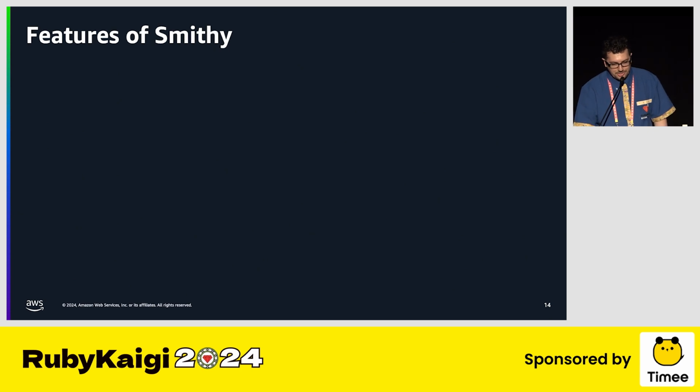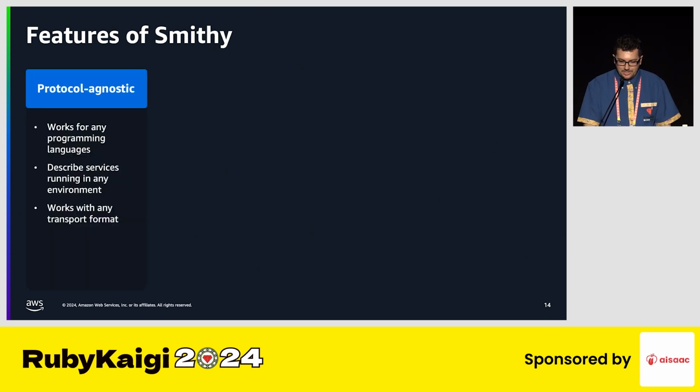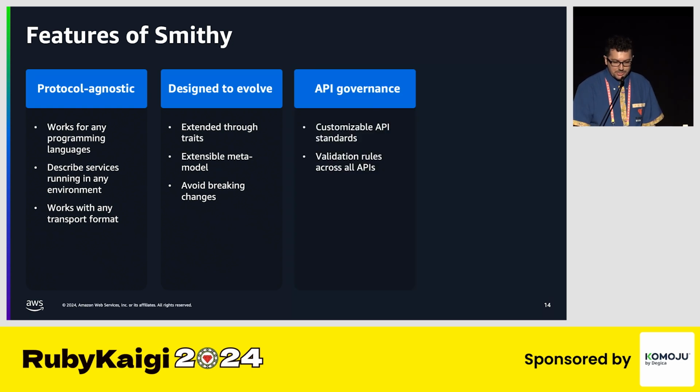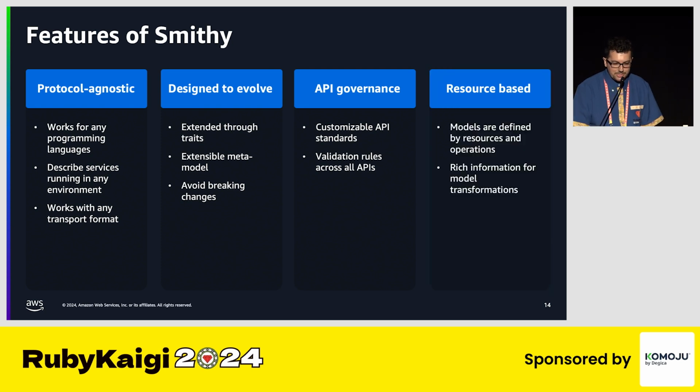There are many benefits to Smithy. Smithy is protocol agnostic. It works in any programming language. You can use it to describe services running in any environment, and it works with any transport format such as JSON, XML, or CBOR. Smithy models are designed to evolve. They can be extended through traits and its meta model. The extensible model allows you to avoid breaking changes for your customers. Smithy also supports API governance and customizable API standards and validation of your API definitions. Finally, Smithy is resource-based. Models are defined by resources and operations. This type of modeling gives you rich information about your model's transformations.